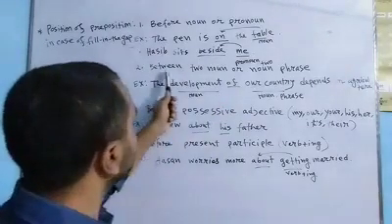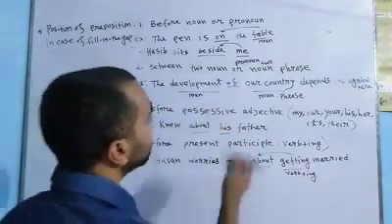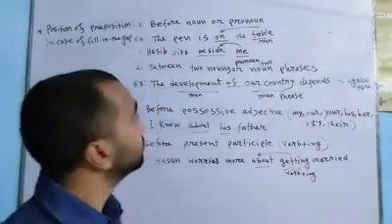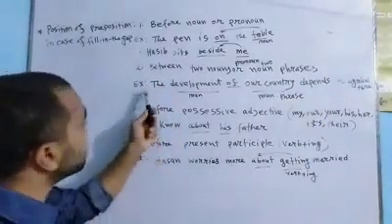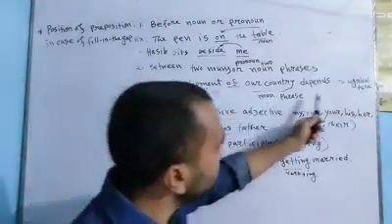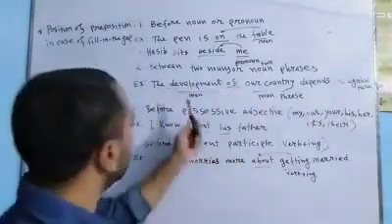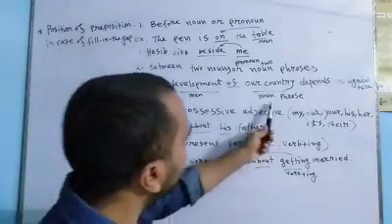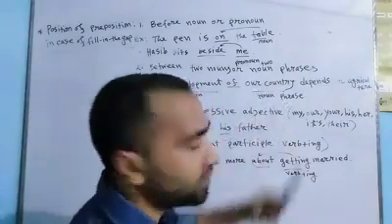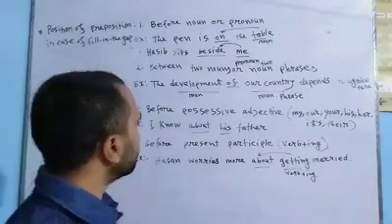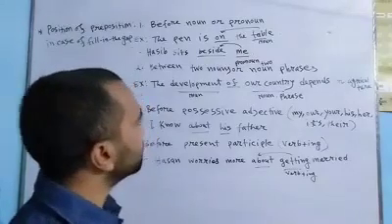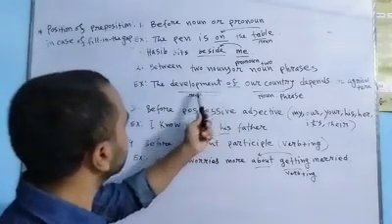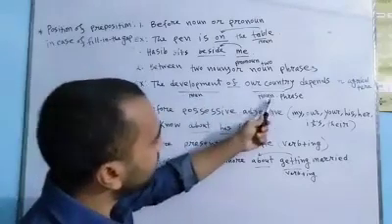Step 2: between two nouns or two noun phrases, you have to use a preposition, such as: the development dash our country depends on agriculture. In this sentence, development is a noun and our country is a noun phrase. Between a noun and a noun phrase, we have to use a preposition. So we use the preposition of here, between the noun development and the noun phrase our country.